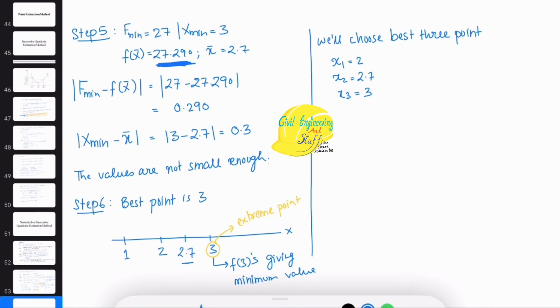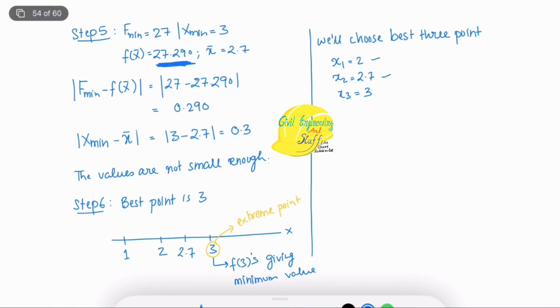So suppose, just to make it clear, let us assume that our 2.7 was giving the minimum function value. So the points that we would have considered were 2.7, 2 and 3, right? So this would have been our 3 best points. But this is not the scenario. Since it is our extreme point, we have to see the best points. So the best points that we have selected are 2, 2.7 and 3, right?